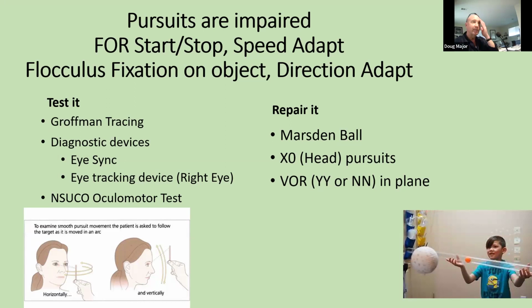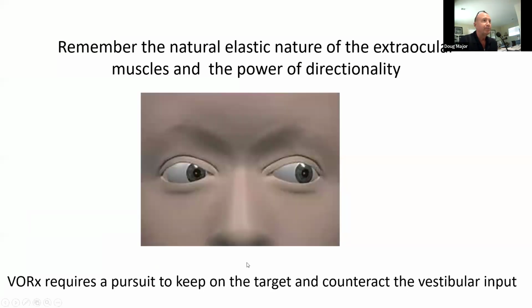We pair it with a Marsden ball. Maybe we can think about now the Marsden ball maintaining and starting and stopping, and then using pursuits along with the Marsden ball, yes and no in the plane, and then again that direct following during pursuits. Remember that natural elasticity of the extraocular muscles and that power of directionality.